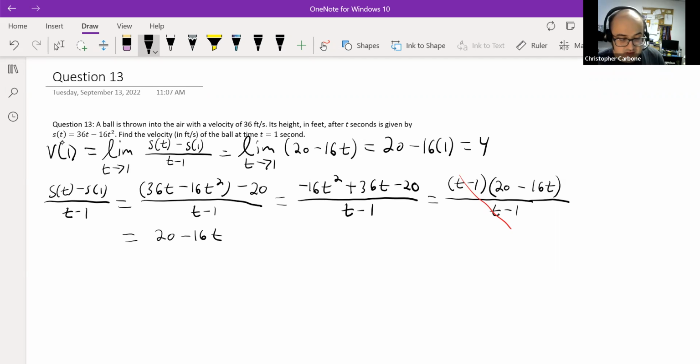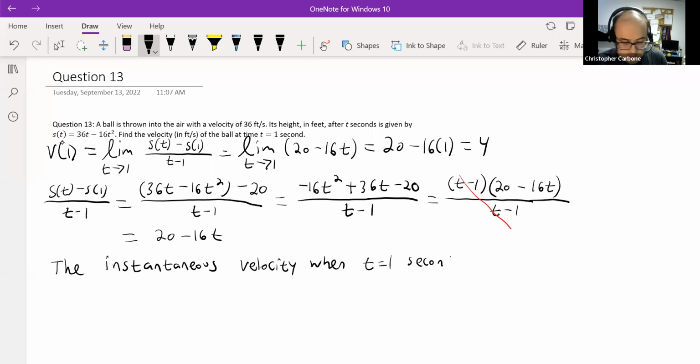So that describes the instantaneous velocity. Instantaneous velocity when t is equal to 1 second is, from what we just found, 4 feet per second.